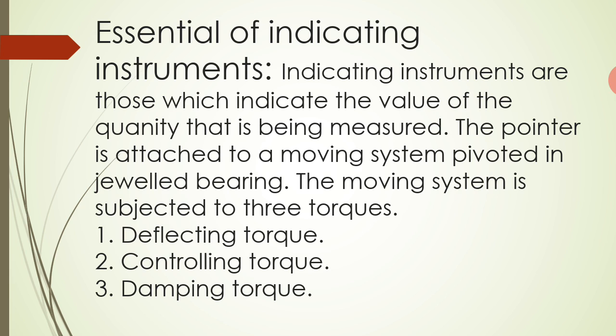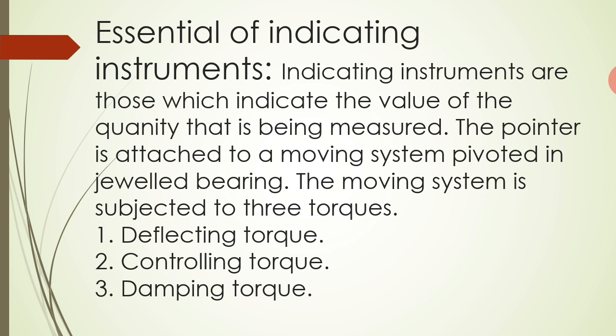Next is essentials of indicating instruments. Indicating instruments are those which indicate the value of the quantity that is being measured. The pointer is attached to a moving system pivoted in jeweled bearings. The moving system is subjected to three torques. First is deflecting torque, second is controlling torque, third is damping torque.